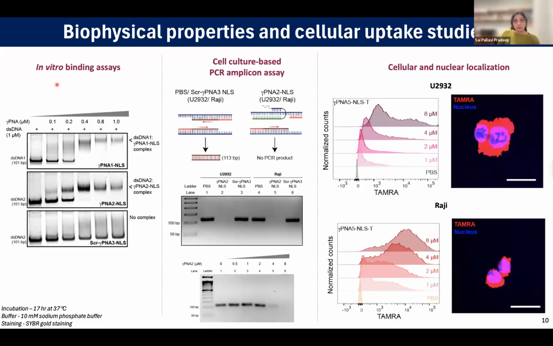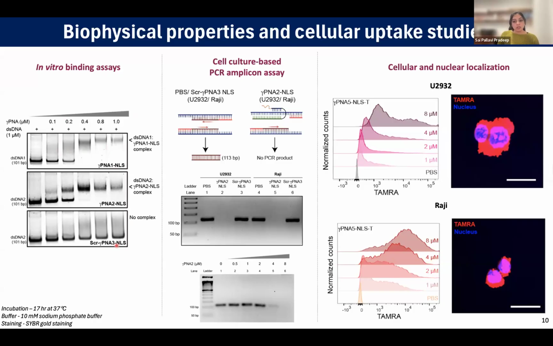So the first thing we did was an in vitro binding assay. So over here, we synthesized double-strand DNA, incubated it with the respective PNAs at different molar ratios. We observed that both PNA1 and 2 formed a complex with the double-stranded DNA, which can be seen by the formation of the retarding band. However, the scrambled PNA did not show that.